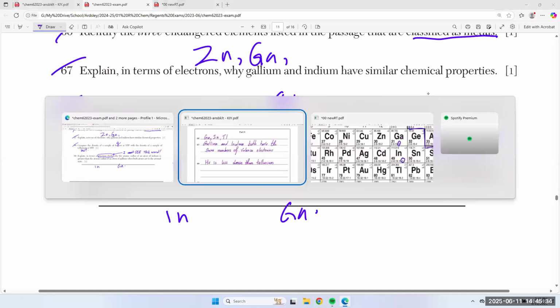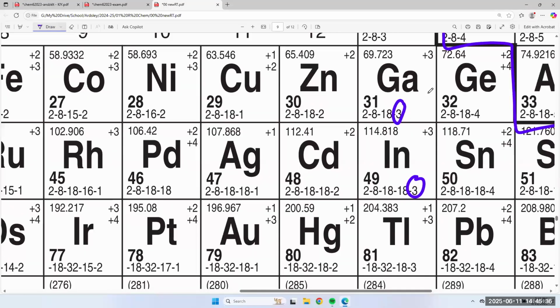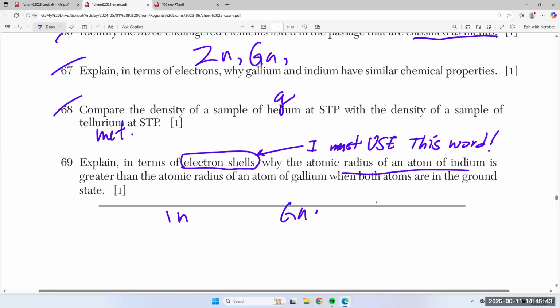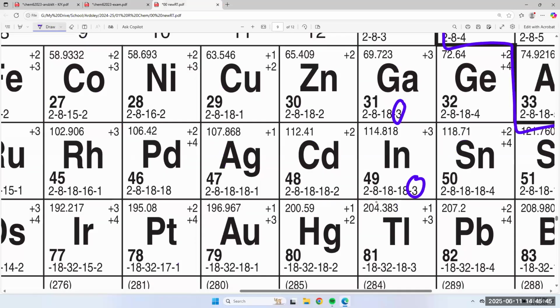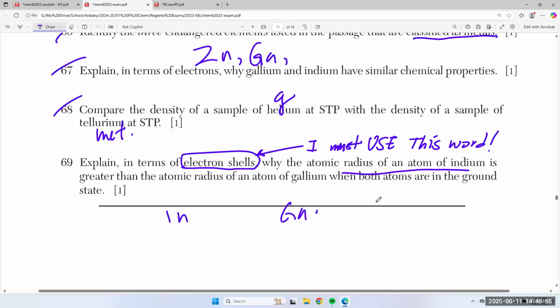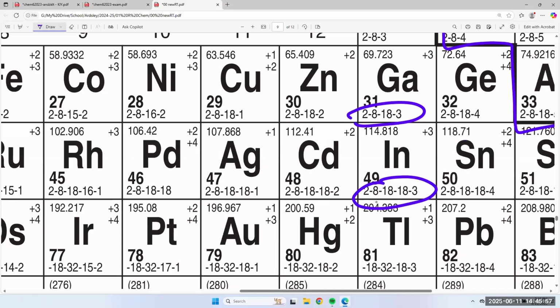So let's go look at their electron configuration. Indium is what? So what are they asking? A radius for an atom, right? What do you notice about indium versus gallium? Please don't say something too obvious, like the same number of valence electrons, because we already used that answer. So that wouldn't be the same answer, right? So the answer is what?